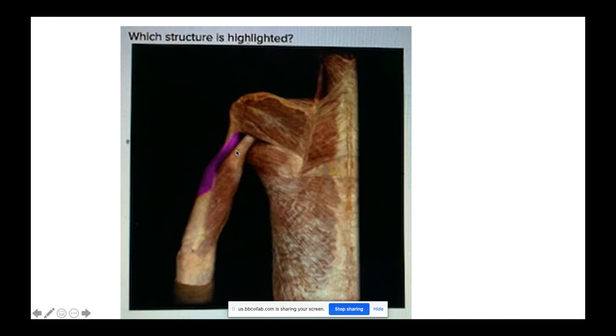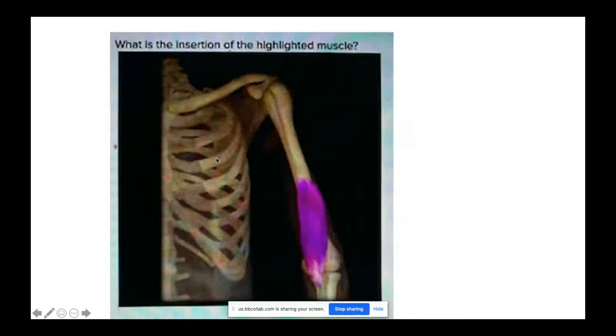What structure is highlighted? Well, this here is the long head. The long head of the triceps pierces between teres minor and teres major. And this is the lateral head of the triceps, because it's lateral.